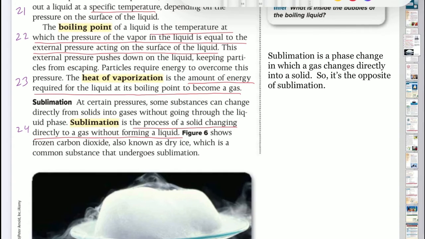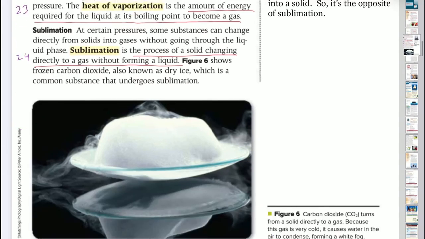Sorry, I had to pause there a second. I was looking at a note I made over here, and apparently I had a typo. This is not sublimation. Deposition is a phase change in which a gas changes directly into a solid. So that's the opposite of sublimation. If something goes straight from a gas to a solid, like water vapor freezing directly onto your windshield without going through a liquid phase when you have frost forming.